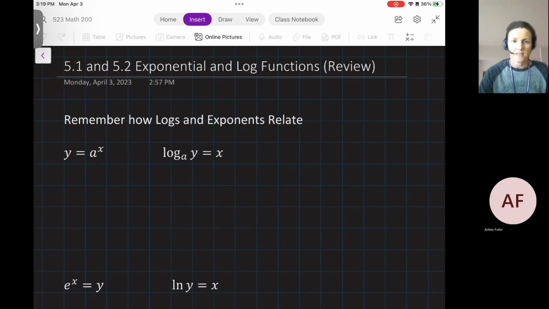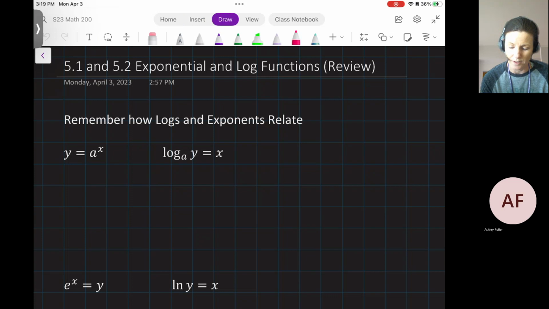In previous classes, you looked at the concepts of exponential and log functions, and this serves as a brief overview of those concepts. First thing I want to make sure you remember is how logs and exponential functions relate. This equation is an exponential form with a base of a, and notice when we convert it to log form, these have the same meaning, just written differently.